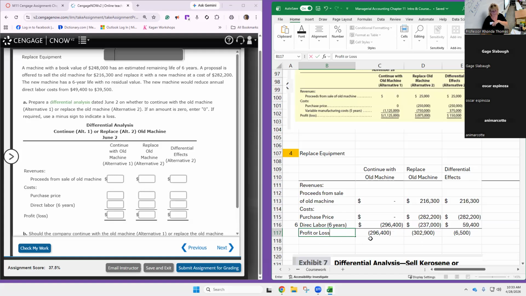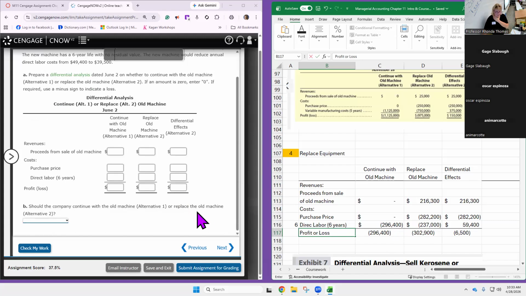Okay, so which one is more of a loss? It's this one, to replace the old machine. So what do you think we're going to do? Keep the old one. Keep the old one because we're actually going to have more of a loss if we replace that with that particular one. Okay. All right. So let's key this stuff in so that it reflects in the problem.